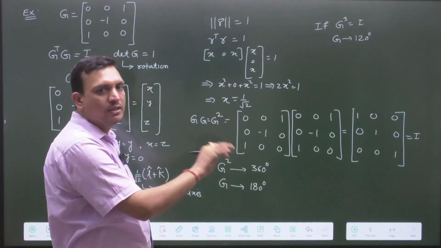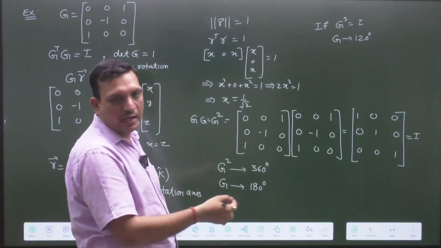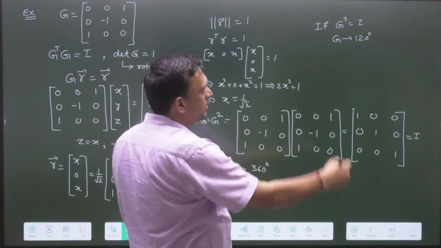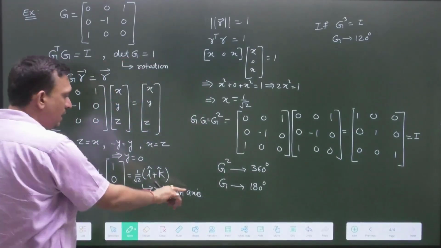So you have to remember this method also, because you can't visualize, there is no way to calculate. That method is, you have to check for G square, G cube, and then you will get the angle of rotation. And the rotation axis you can easily check.